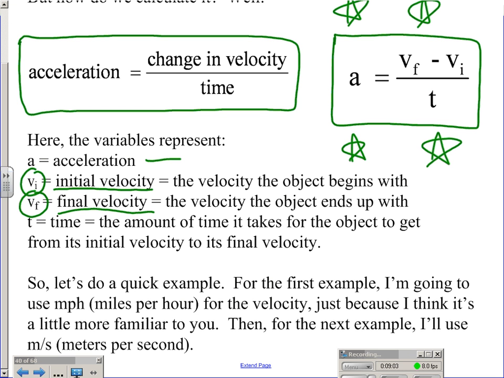For the school bus and the Corvette, the initial velocity would have been 0 because they were at a red light, and then the final velocity was, I think, 45 miles an hour. Okay, and then finally, the T, this happens all the time.